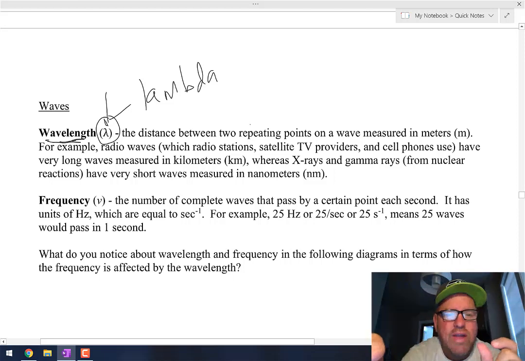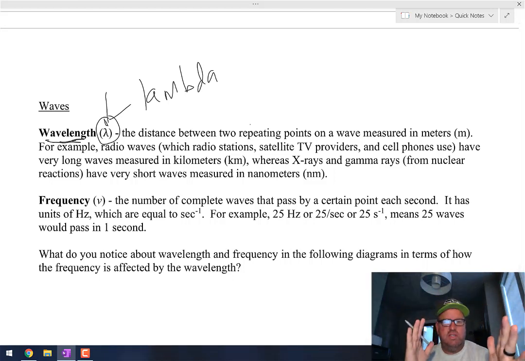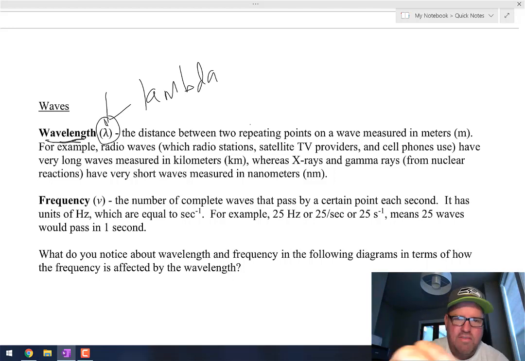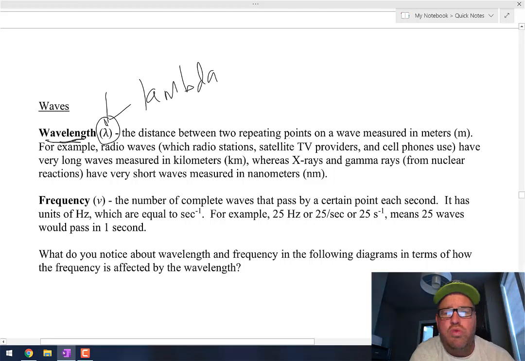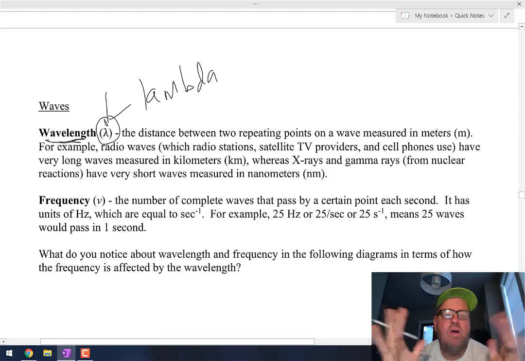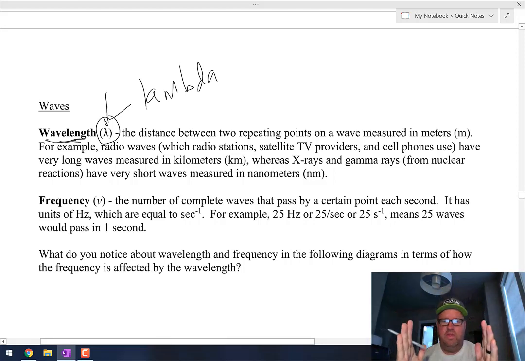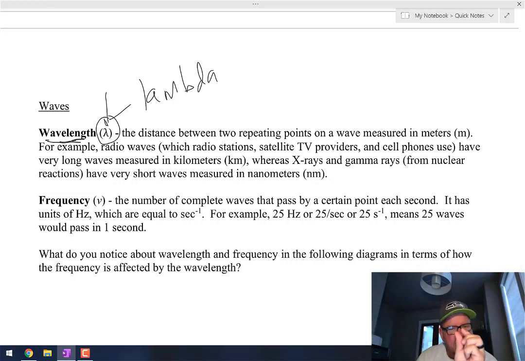Now, what is the wavelength? The wavelength is just how long the wave is. What's the distance between the beginning of one wave and the end of that wave? Okay, the fancy way, it's the distance between two repeating points on a wave measured in meters. Really, it's just how long is that wave? Is it this long? Is it this long? Is it this long? Or is it so tiny you couldn't even see it between my fingers? Okay, waves can be really, really big.